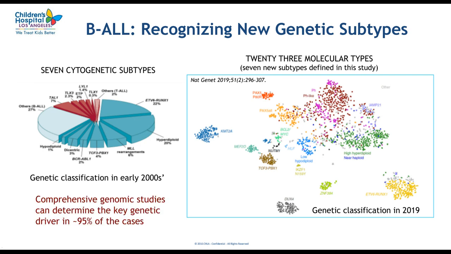So nowadays, we actually can detect the genetic drivers in almost 95% of all the BLL cases, but those novel genetic subtypes need other genetic testing methodologies to be efficiently identified.